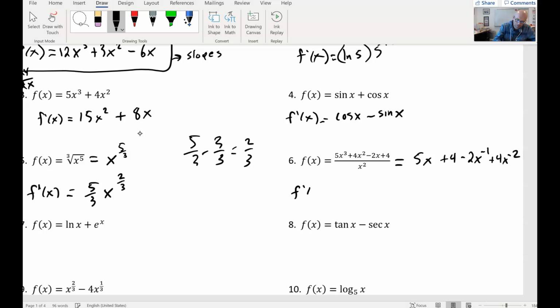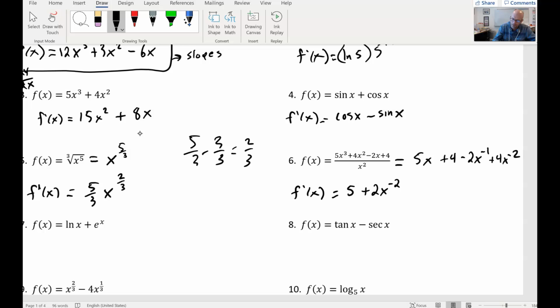So now I'm going to go ahead and take the derivative because it's in a form that's easier to deal with. So the derivative of 5x would just be 5. Derivative of 4, that's just a constant, so that'd be 0. The derivative of negative 2x to the negative 1 power, that's the power rule. So negative 1 times negative 2 would be positive 2. And when I drop the power by 1, now be careful here. Remember, if I drop the power by 1, that means I'm taking negative 1 and subtracting 1 from it. So that would actually take down to negative 2.